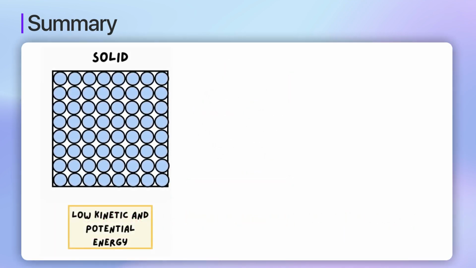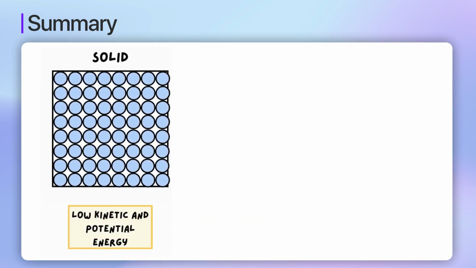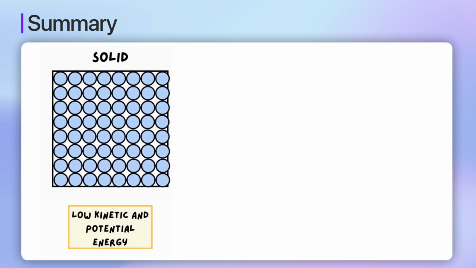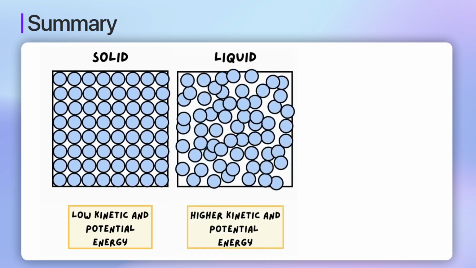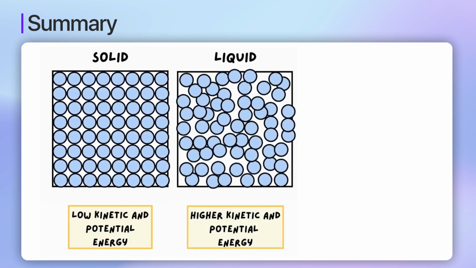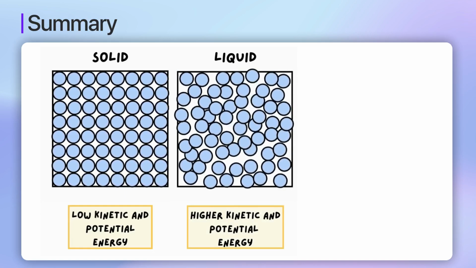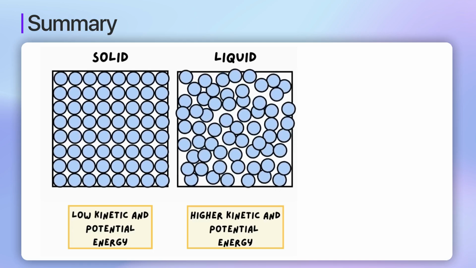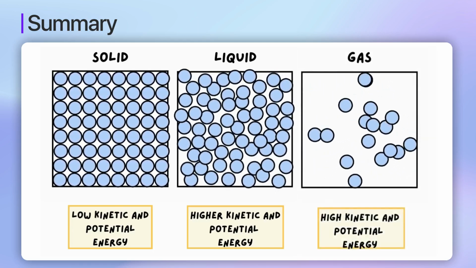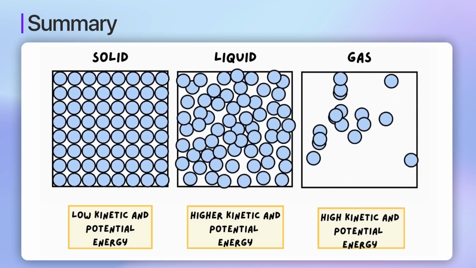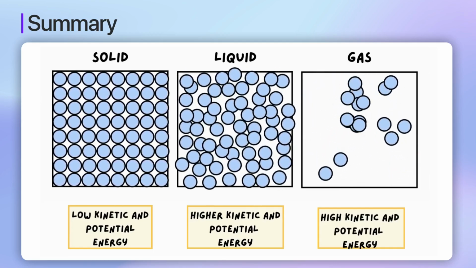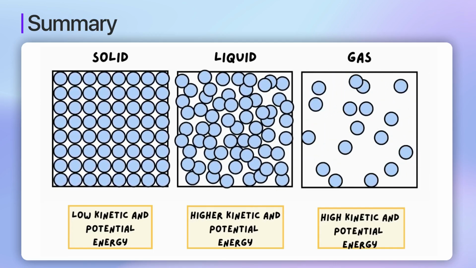Solids have low kinetic energy and low potential energy because the particles are close together and so have the lowest internal energy. Particles in liquids can move around each other and are slightly further apart. Overall, liquids have a higher internal energy than solids, but less than gases. Gas particles move freely and quickly and are far apart, so they have high kinetic and potential energy. This means gases have the highest overall internal energy among the three states of matter.